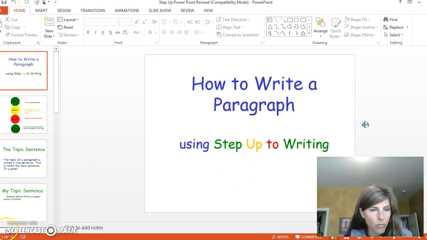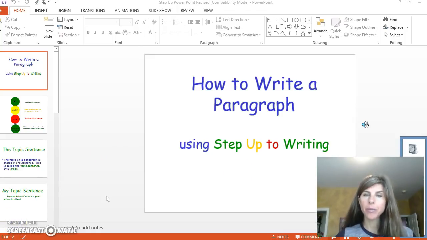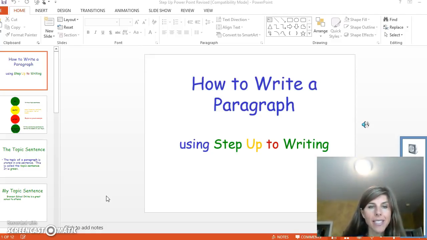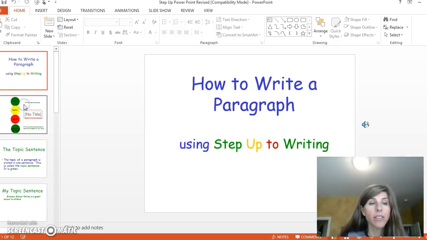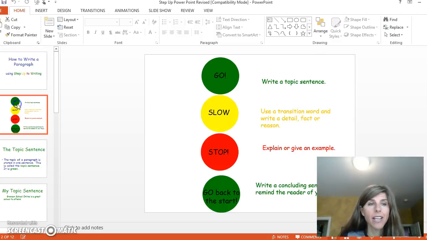Also, what Step Up to Writing does is it gives you colors. It gives you colors to help remind you what you need to write. And we will be using the colors of a stoplight. And if you look here, we have green, yellow, and red. And green, yellow, and red means something when you're talking about a stoplight. And so we're going to use those colors. Some other colors come later, but for now we're using green, yellow, and red. So those colors have a meaning.